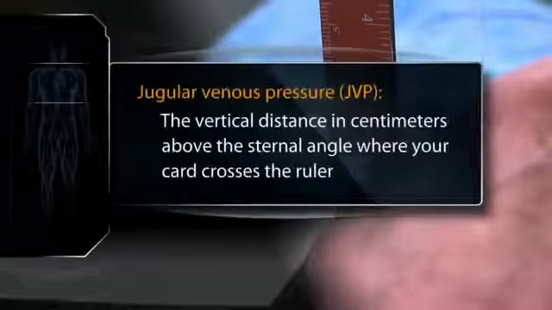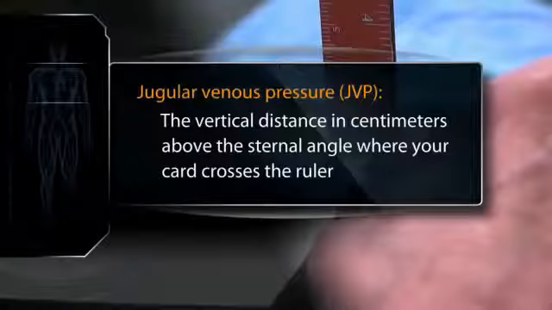This measurement identifies the jugular venous pressure, or JVP, the vertical distance in centimeters above the sternal angle where your card crosses the ruler. Round your measurement off to the nearest centimeter. In this patient, the JVP is about 2 centimeters above the sternal angle.